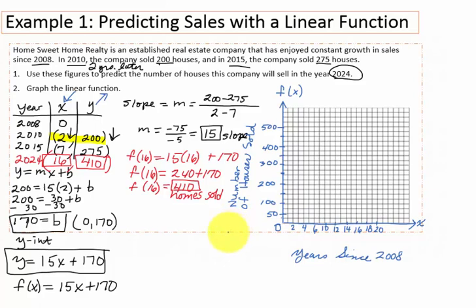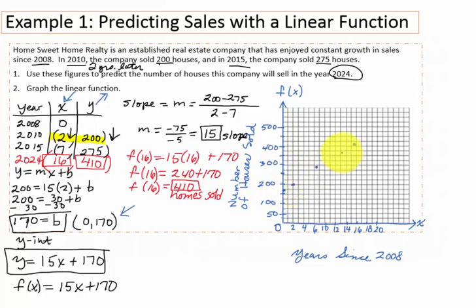Now we'll plot all of our ordered pairs. We have (2, 200). Next we have (7, 275). We also have (16, 410). And we do have our y-intercept. Remember, we calculated the value of b, so (0, 170) needs to be included. Without that y-intercept, our graph would be incomplete.